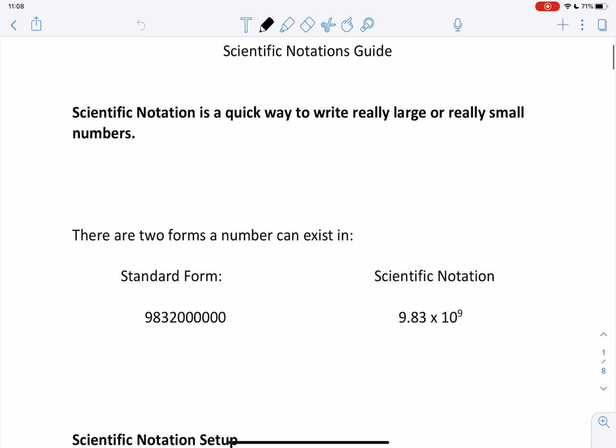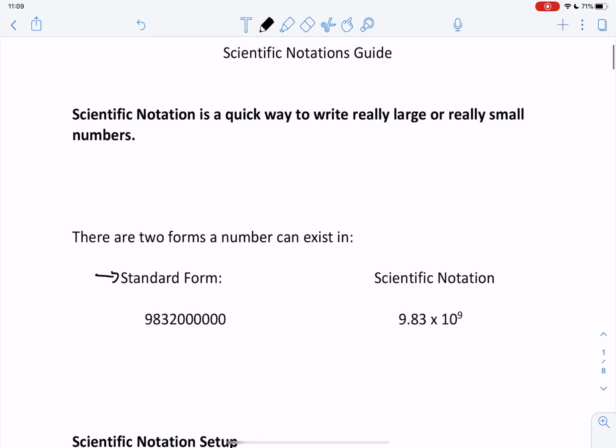So there are two forms a number can exist in. We deal primarily in standard form. With math, everything you've done up to this point generally has been standard form, just the number written out as it is. So we can take this number in standard form and convert it into scientific notation.